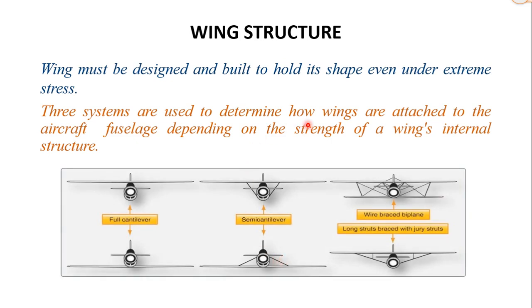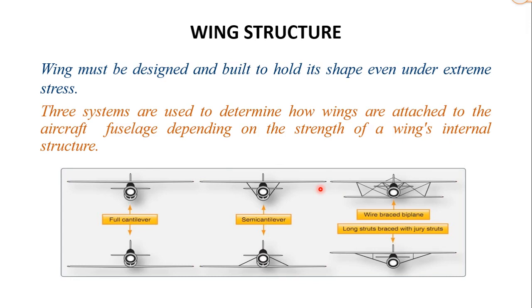Wing structure. Wing is a very important part of an aircraft. It helps in producing the lift, and hence it must be designed and built to hold its shape even under extreme stress. There are three systems that are used to determine how wings are attached to the aircraft fuselage depending upon the strength of a wing's internal structure.